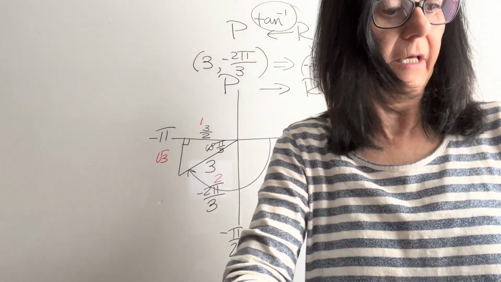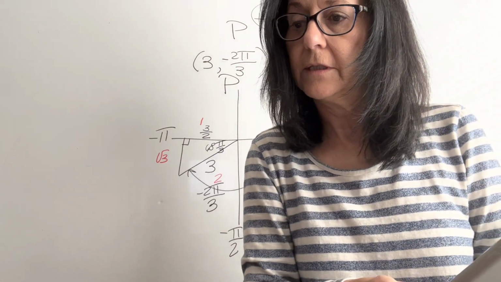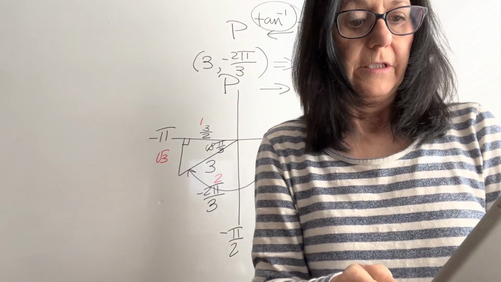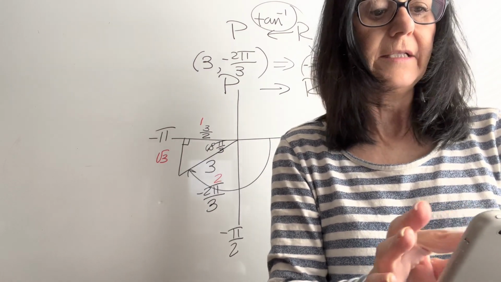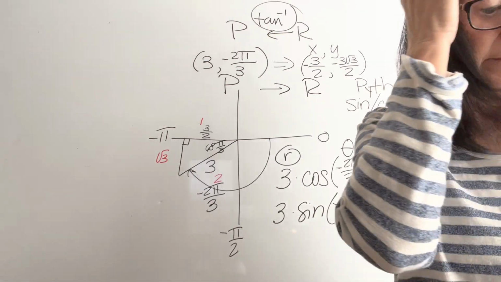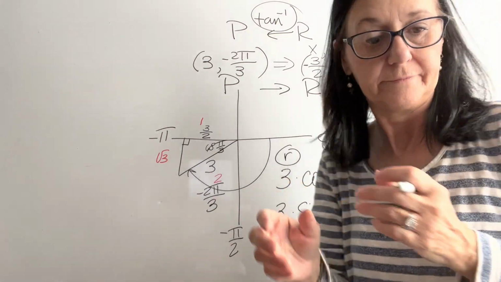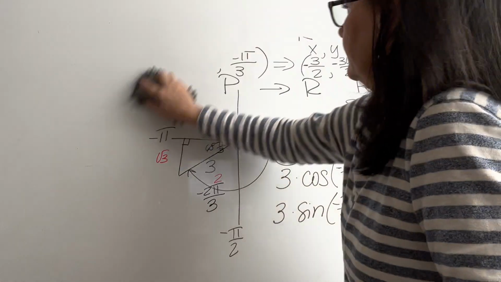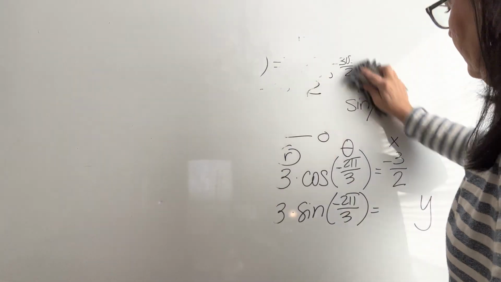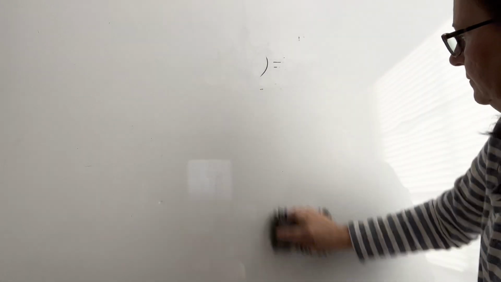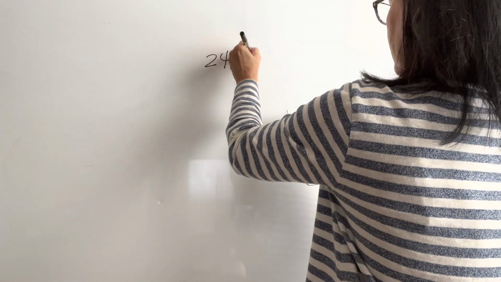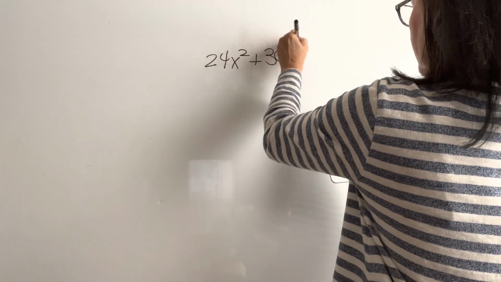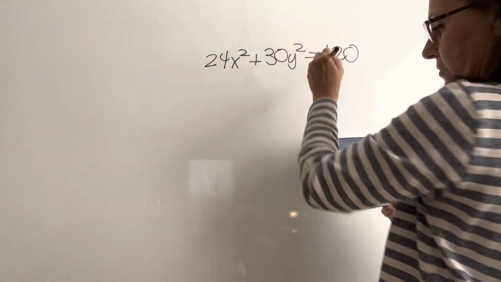The next one is, that was 62 and 63. Let's do 64 and 65. What is the eccentricity of the ellipse? This is 64. 24x squared plus 30y squared equals 120.